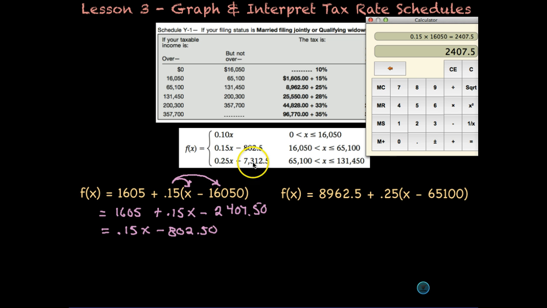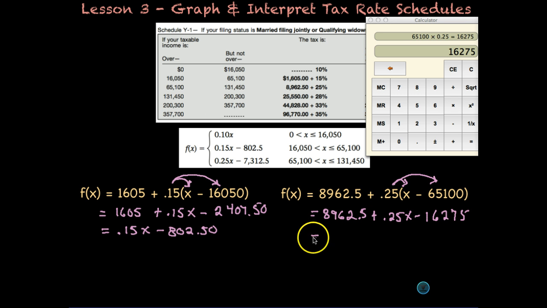In this last interval here, we would do the same thing. We would just distribute the 0.25 into the parentheses in order to get our equation into the y equals mx plus b form. And when we do that, we end up with 0.25x and negative 16,275. So combining our like terms, we end up with 0.25x minus 7312.50. And again, you can see that equation here as well.